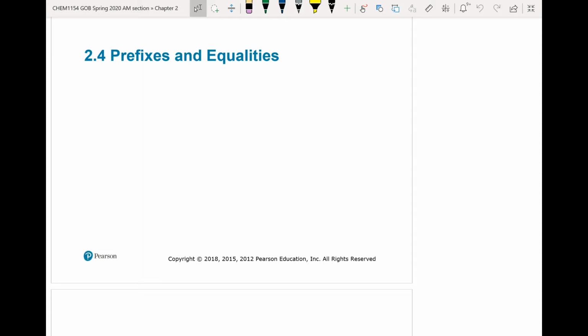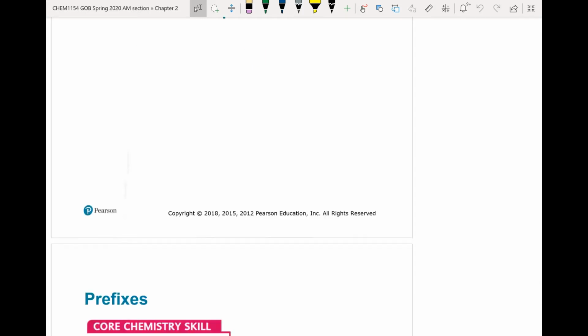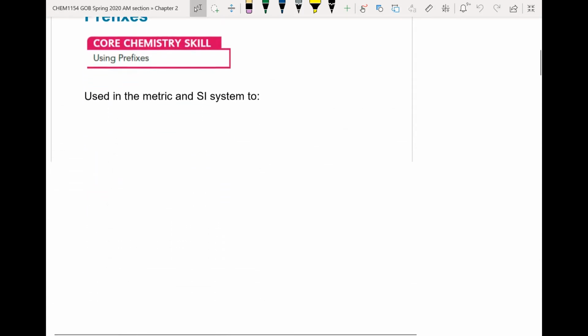So these are going to be symbols or designations that we put in front of, or at the beginning of, a unit to change the size of that unit, whatever that unit happens to be, whether it's a unit of mass or length or volume. These prefixes are all going to mean the exact same thing, no matter what you put them in front of. And that's one of the benefits of using the metric system.